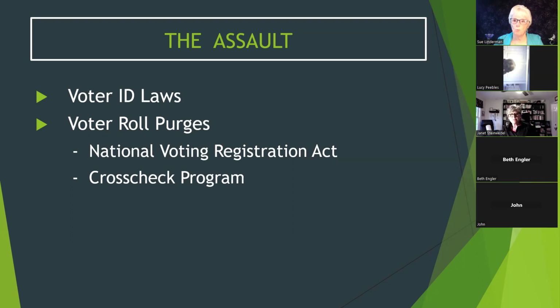But the illegal roll purges continued. And what that means is when you go to vote and your name isn't on the voter registration rolls, you get a provisional ballot, and someone has to check with a central organization to see if your name should be there. It makes voting so much harder if you get to the polls and your name isn't on the list.